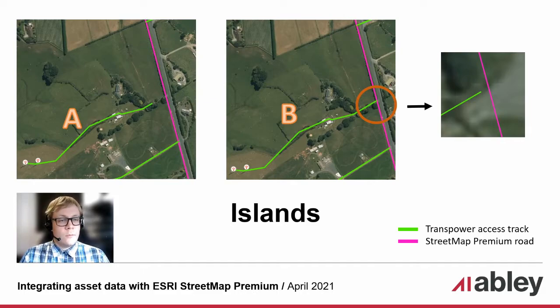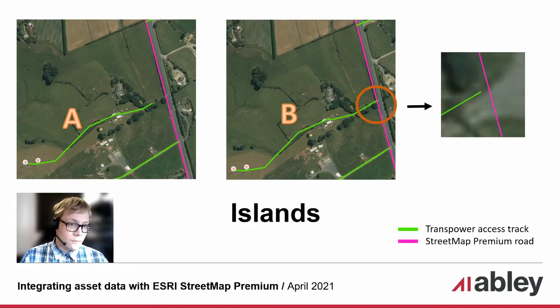The tool provided with StreetMap Premium was not efficient on the scale that we were working at, so I used a separate Python script that I had developed previously, which simply reads in a network dataset and identifies all of the islanded segments, like I've just mentioned. Again, a little bit of Abley magic was used to do this, and the Python script just identifies the sections that it identifies as islands, and these get flagged for manual review.